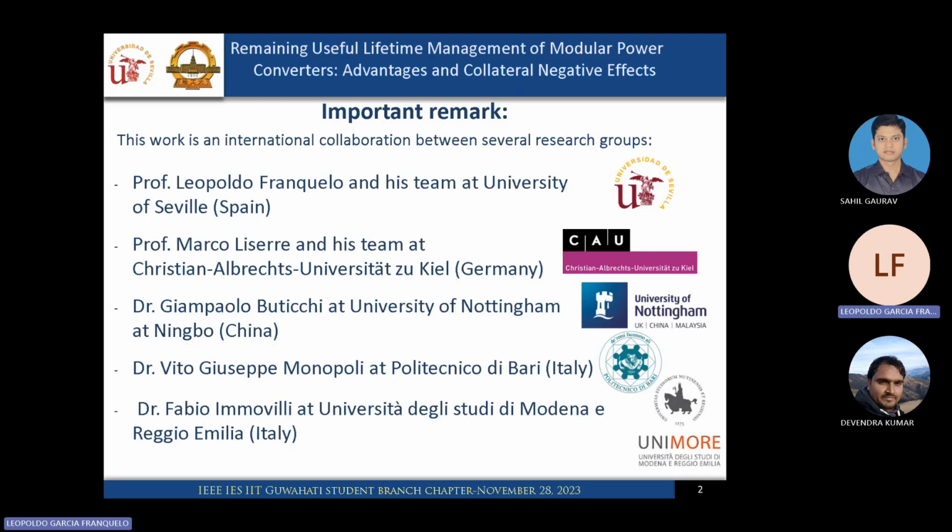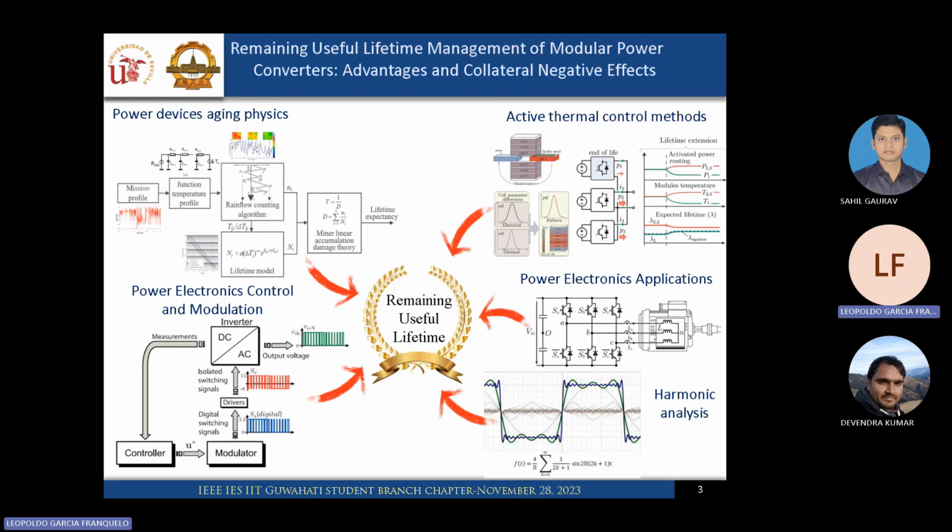Why a very complex project? Because you can see here, the problem of remaining useful lifetime extension and control requires expertise from many areas. The first one is power devices aging physics. We need people expert in how the devices age and how we can extend this lifetime. Of course, we need experts in active thermal control methods. We also need power electronic applications, power electronic control and modulation, and very important, harmonic analysis.